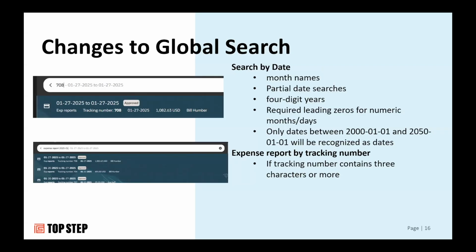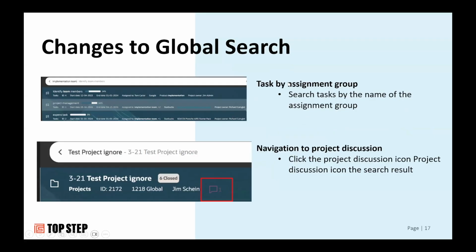Expense reports: if you know the tracking number of your expense reports, you can type in those tracking numbers and pull up expense reports directly as well. You can search by assignment groups, and search tasks by the different assignment groups that are assigned. And then you can also search projects, but then access the project discussion records from the project search output. So as you pull up this project, instead of having to drill into the project, then drill into the discussion, you can now go directly into the discussions from the search output.